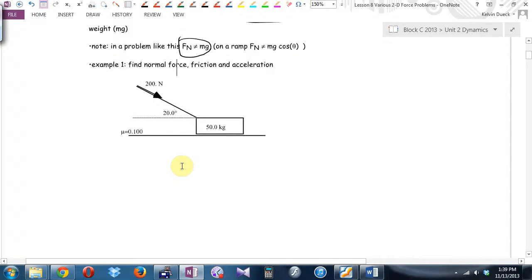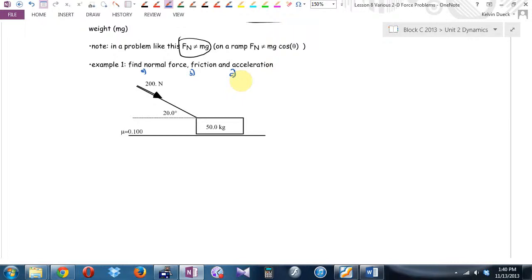As an example. Example 1 says, find normal force, friction, and acceleration. I'll be honest, if I give this to you, I'll just say, find the acceleration. And I'll expect that you clue in that to find the acceleration, you'll have to walk through these steps. Let's call this part A, part B, and part C. What am I going to do first? Break it into components.